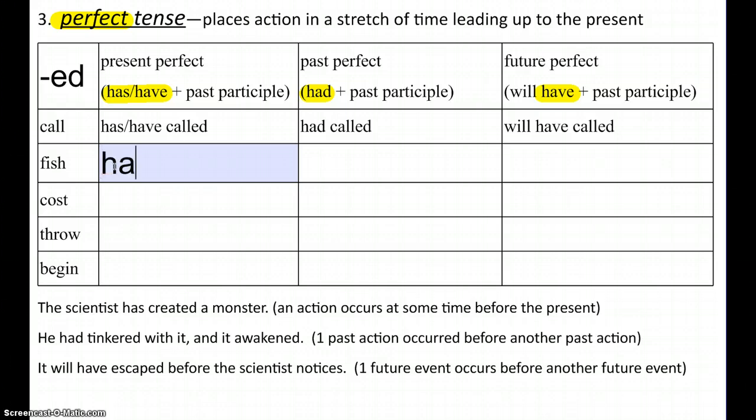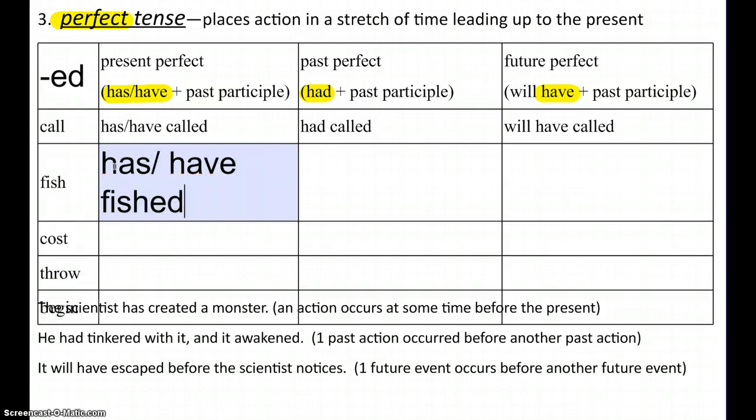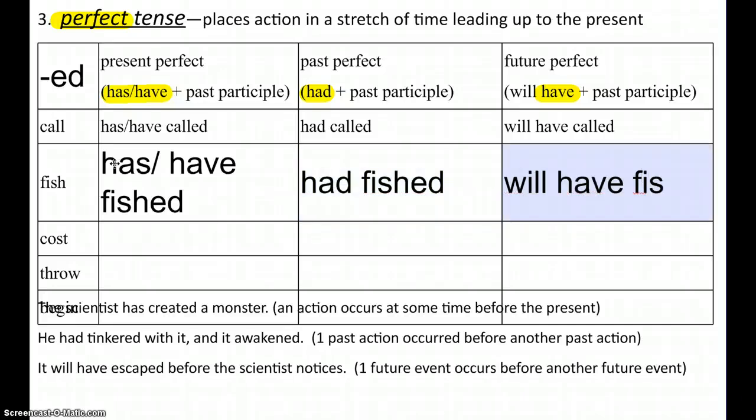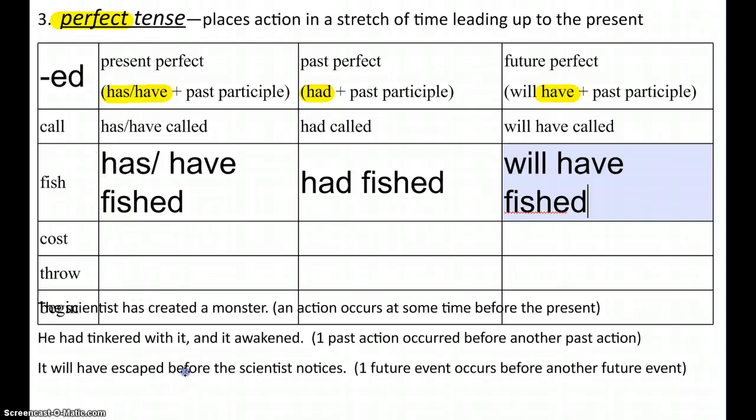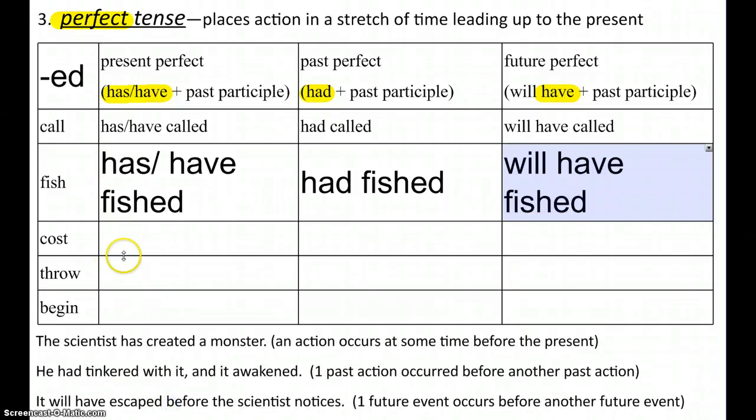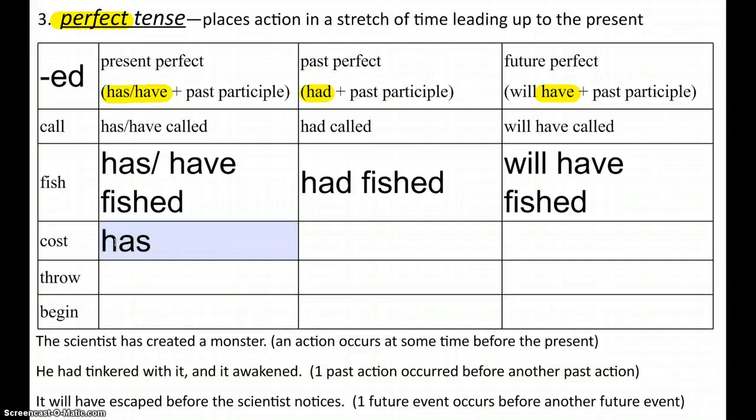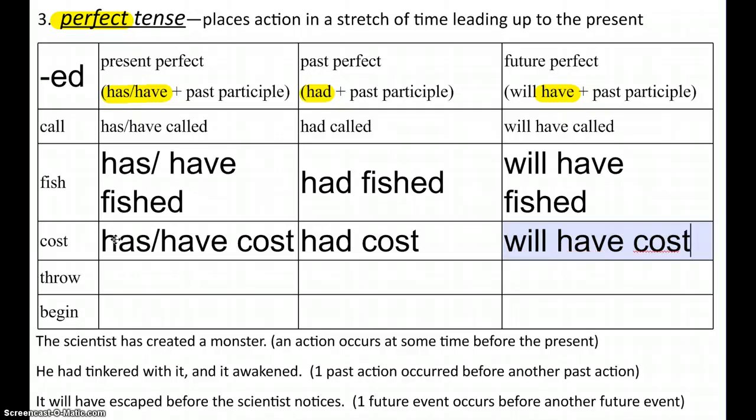For fish, we could say has or have fished, had fished in the past, or will have fished in the future. The problem comes with these irregulars. For example, cost. I wouldn't say has costed. It's an irregular, and so we don't really add an ed to the end of it to change its form. It actually stays the same. Had cost or will have cost.